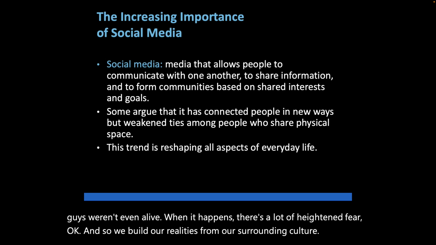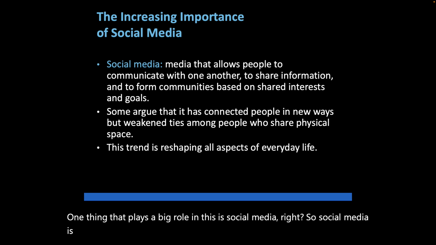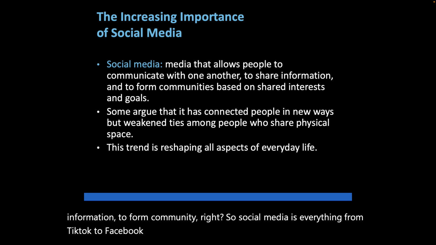One thing that plays a big role in this is social media, right? So social media is media that allows people to communicate with one another, to share information, to form community, right? So social media is everything from TikTok to Facebook to Twitter, right? Whatever socials you're on.